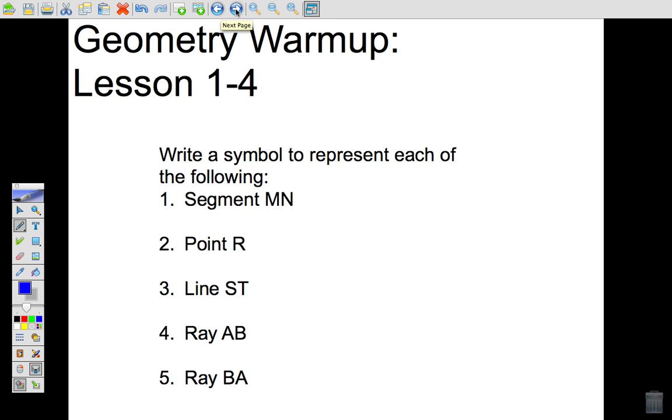All right, our topic for lesson 4 is called angles. I'm going to write this up here. And in your notes, make sure you write down lesson 1-4 and write down the topic of angles. Now, before we actually get into the actual topic of angles, let's review just a few things from the lessons that we've already had.